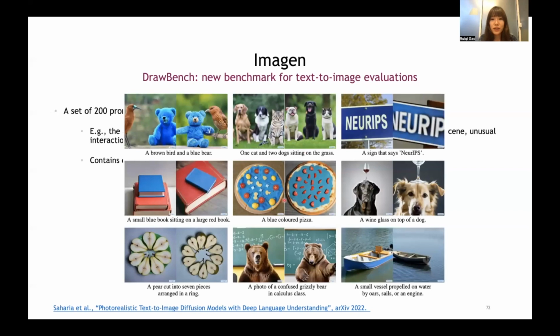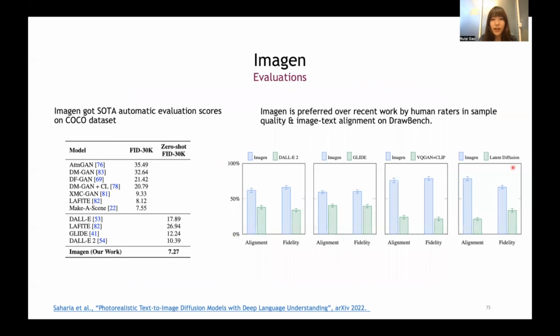And this figure shows several examples of the text prompts in this benchmark and the corresponding generated images from Imagen using these text prompts. And a bit more of the quantitative evaluations of Imagen. Imagen got state-of-the-art automatic evaluation scores on the COCO dataset, and it is also preferred over recent work by human raters in both sample quality and image-text alignment on the DrawBench dataset. And the recent work compared by Imagen includes DALL-E 2, GLIDE, VQGAN plus CLIP, as well as the latent diffusion models.